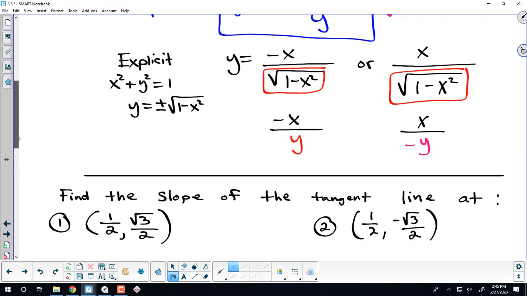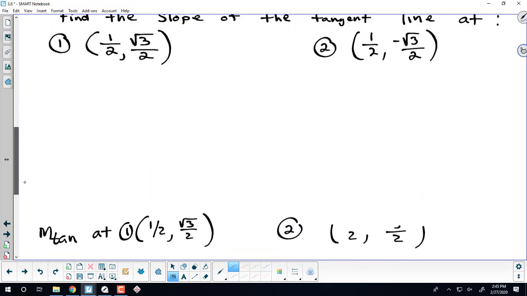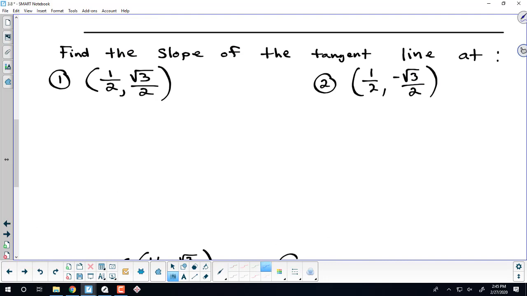We've got two derivatives, the explicit one and the implicit one. So use whichever one you want. Oh, I already have that down here. I'll just erase that down below. If we're going to use y prime as negative x over y, or negative x over y times negative 1, however you want to think of it, we're just going to plug in both of these into that formula. So the slope of the tangent line at 1/2, root 3 over 2 is the negative of 1/2 divided by the y value, root 3 over 2.